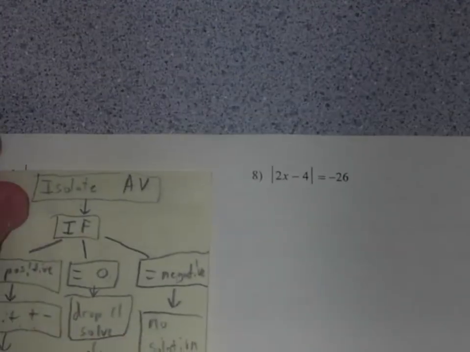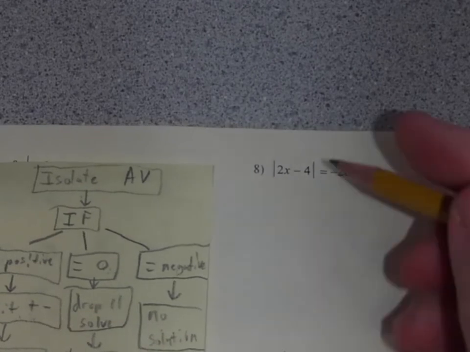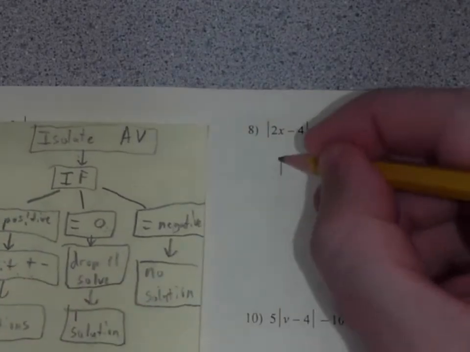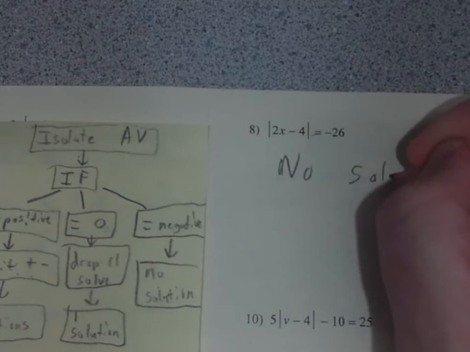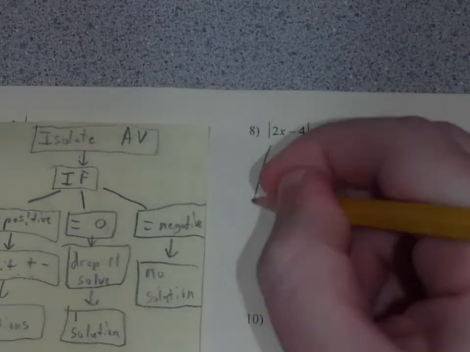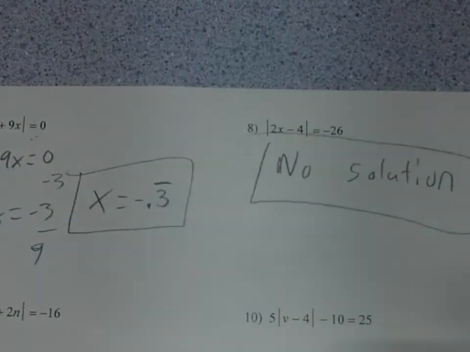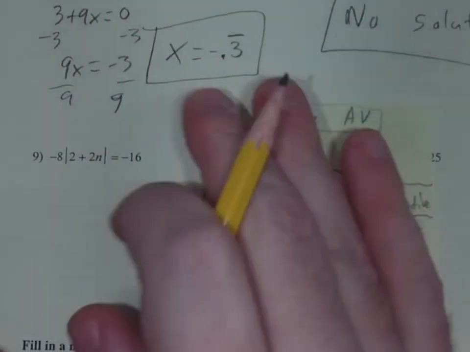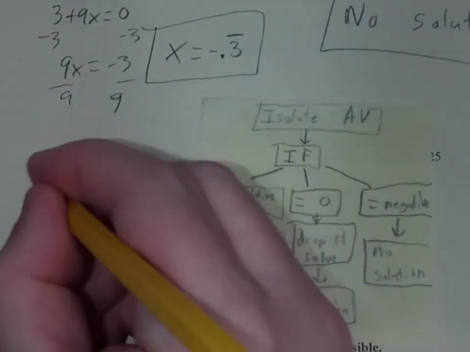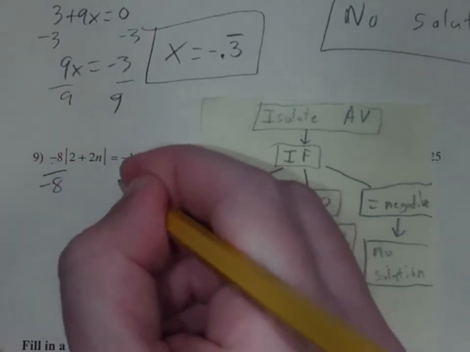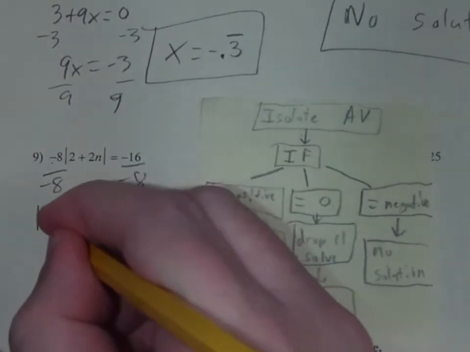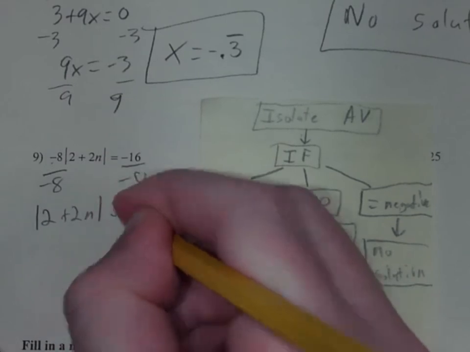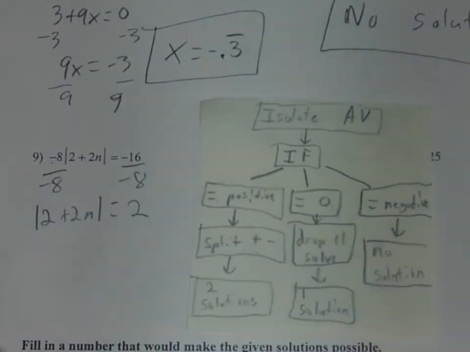And then over here, absolute value is by itself. It's equal to a negative number, so no solution. That was a tough one. And then over here, absolute value is not by itself. We have this negative 8 in front, so it's multiplying, so we have to divide to get rid of it. Gives me the absolute value of 2 plus 2n is equal to 2.